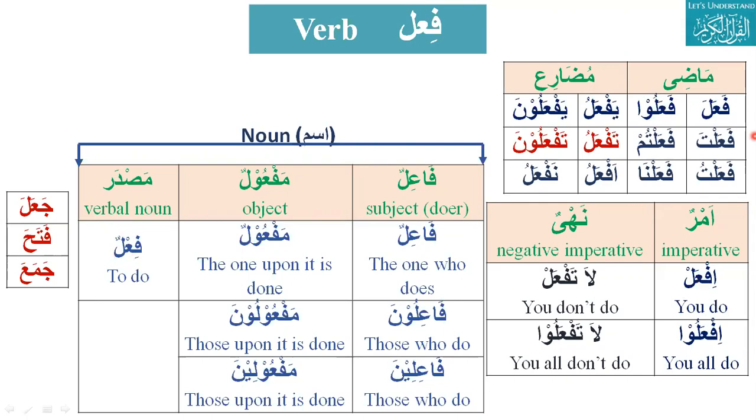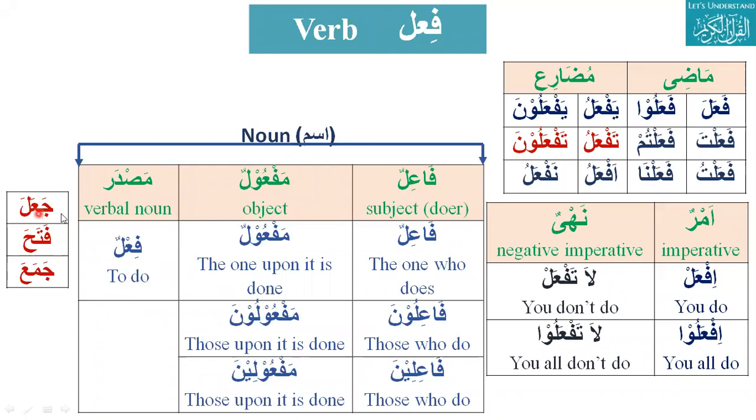Again, if I start from here: fa'ala, fa'alu, fa'alta, fa'altum, fa'altu, fa'alna, yaf'alu, yaf'aluna, taf'alu, taf'aluna, af'alu, naf'alu, if'al, la taf'al, if'alu, la taf'alu, fa'il, fa'ilun, fa'ilin. Fa'il, the one who does. And the plural of fa'il is fa'ilun, fa'ilin. Similarly here, the object maf'ul starts with meem. Maf'ul, the one upon it is done. Maf'ulun, maf'ulin. And then we have fi'il, verbal noun.